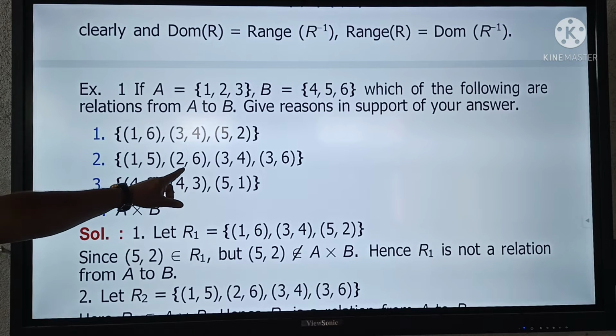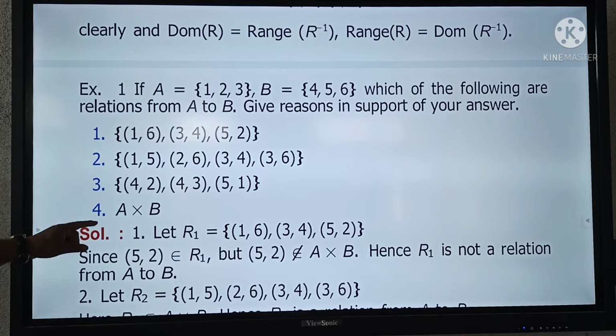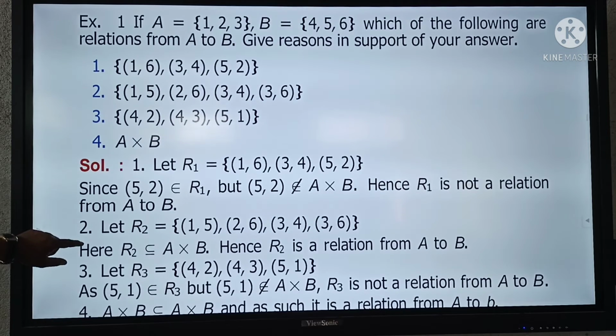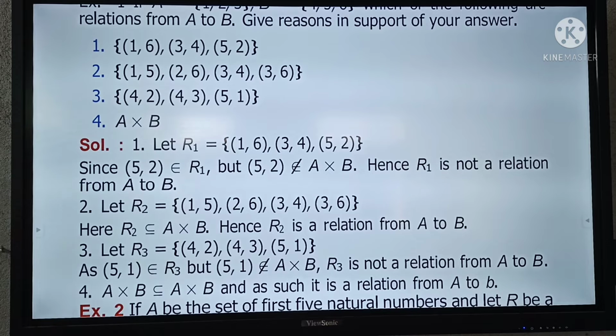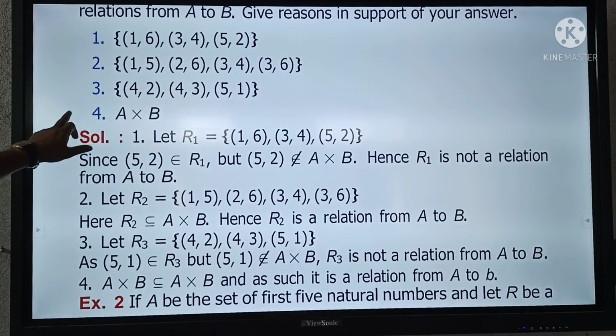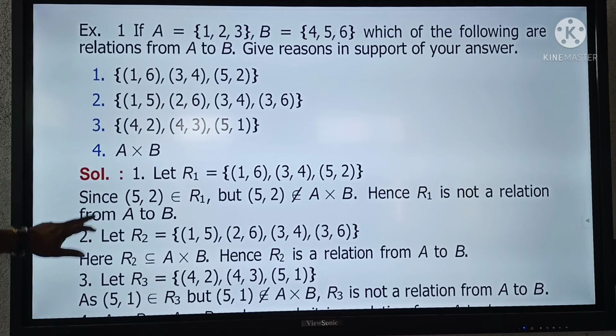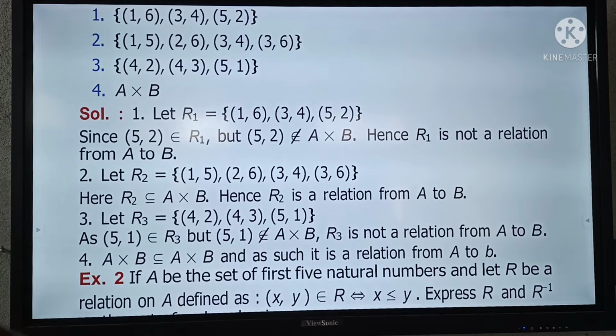So (1, 5), (2, 6), (3, 4), (3, 6). The second one is a relation. R2 is a subset of A cross B, so R2 is a relation from A to B. Now (4, 2), (4, 3), (5, 1): this is not a relation, so this is not a subset of A cross B.